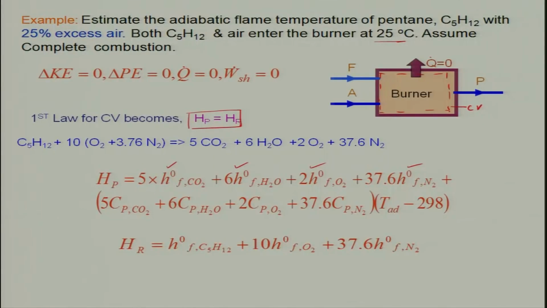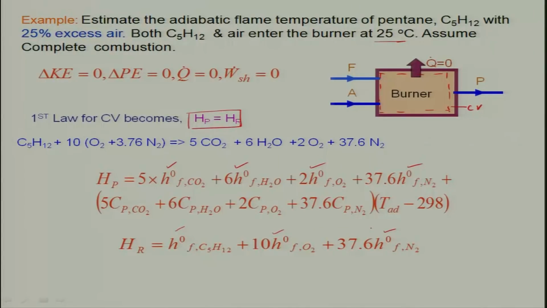Total enthalpy of the reactant is basically the summation of the heat of formation of all the participating species, right. 1 mole of pentane and 10 moles of oxygen and 37 moles of nitrogen, and you will have to substitute these values from the table, right. That means all are known, you will have to just calculate.